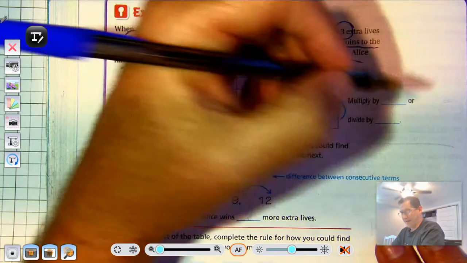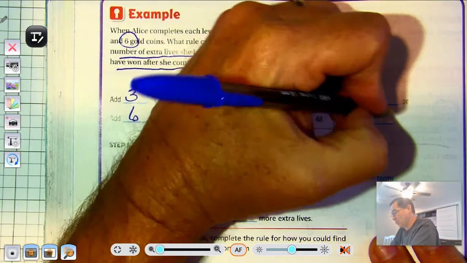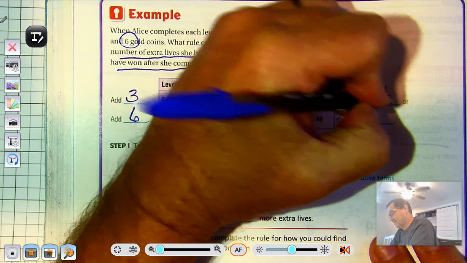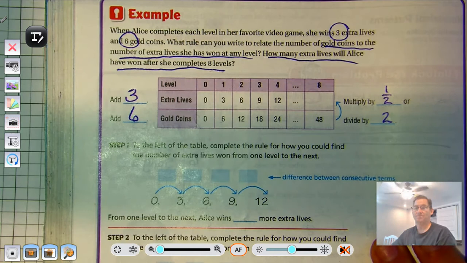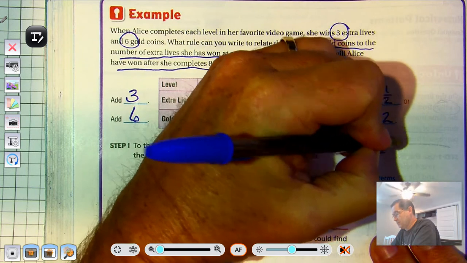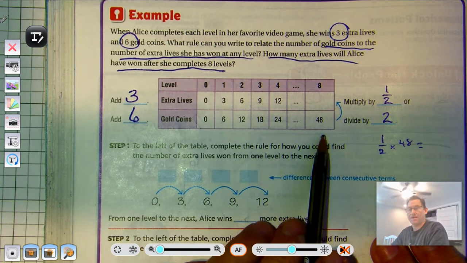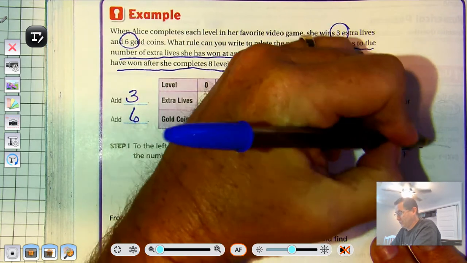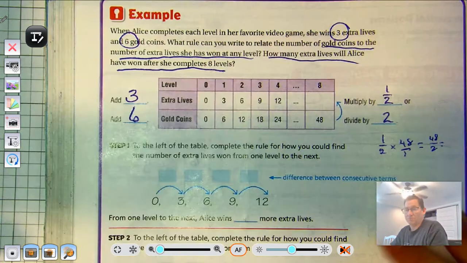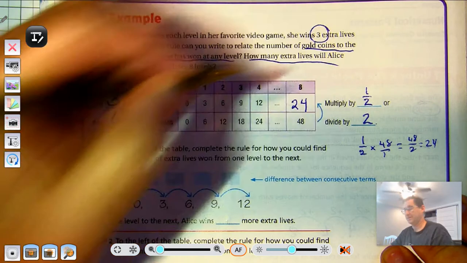So I can multiply the gold coins by half or divide by 2. If I multiply the gold coins by 2 and we're multiplying by 48, then 48 times 1 is 48 divided by 2, which is 24. Okay.